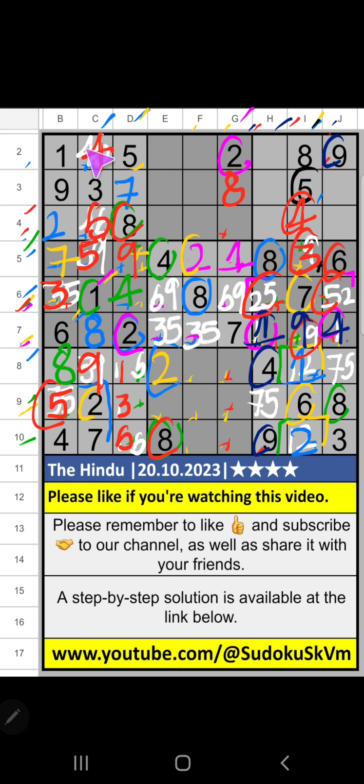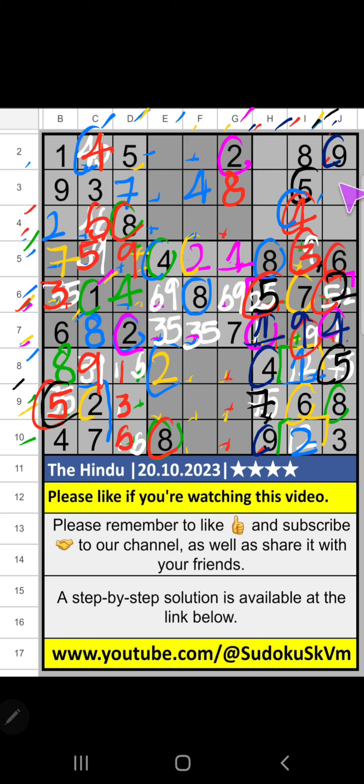Fourth row and second row we have 4, column E also we have 4, so 4 can't come in these cells, then 4 is confirmed here. Ninth row we have 5, so 5 can't come in the cell, 5 is confirmed here, then 7 is here. Column G we have 5, so 5 can't come in the cell, 5 is confirmed here, then 2 is here.